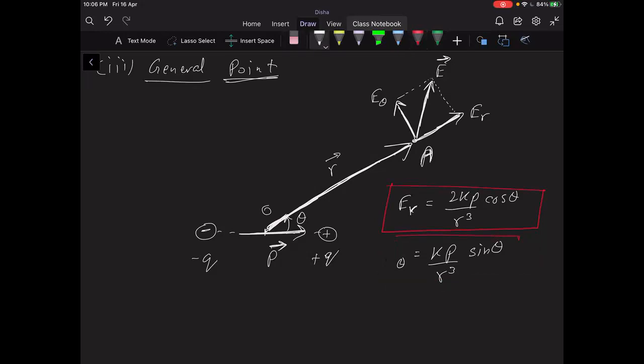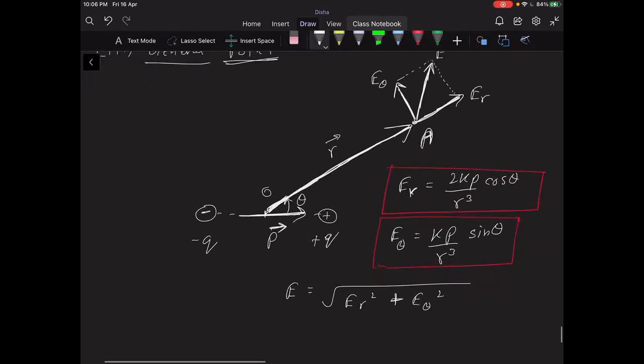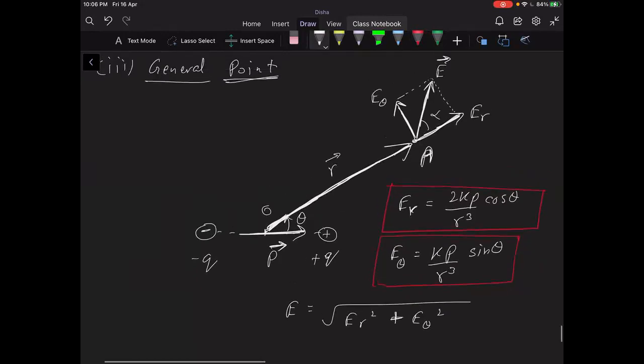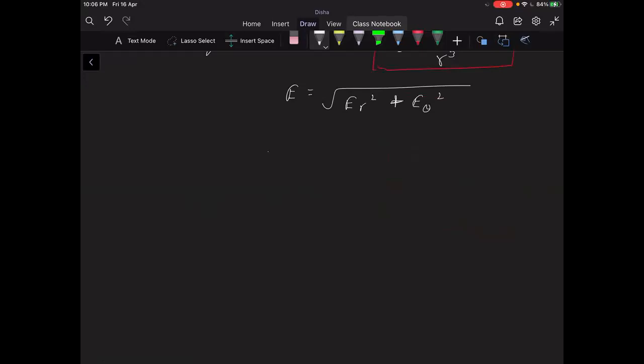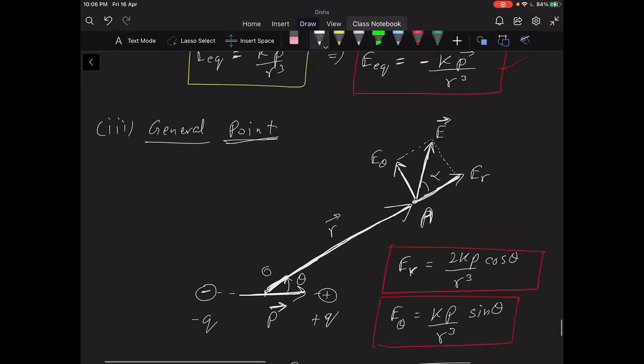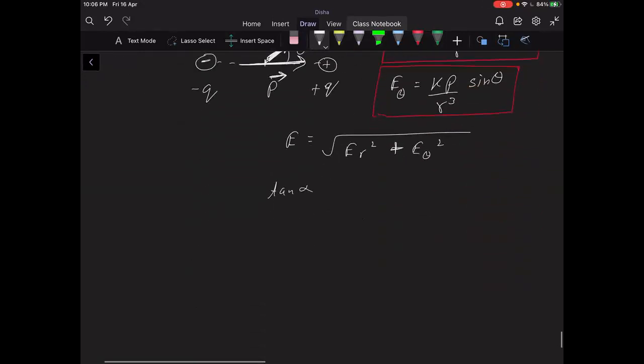So now I can find the net E vector: E is root of E R square plus E theta square, since both are perpendicular like X and Y. If I want to find alpha, let's say alpha is the angle with the radial vector or the position vector, then tan alpha is simply E theta by E R, just like you would do for a normal vector component case.